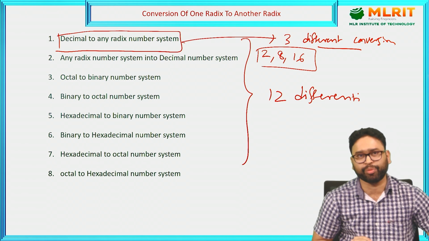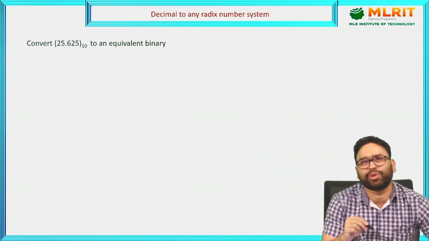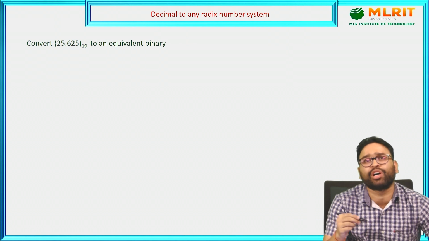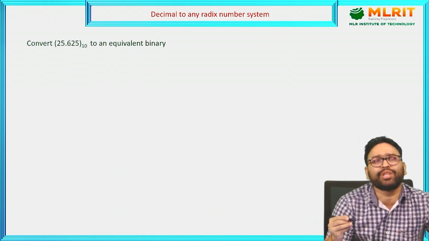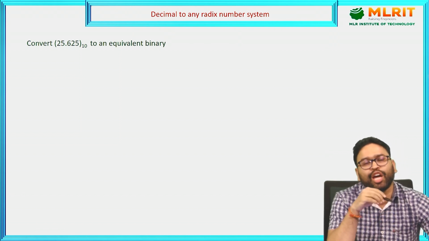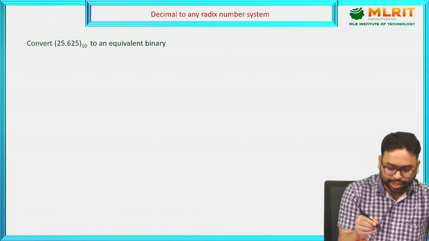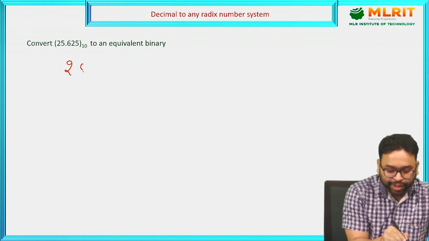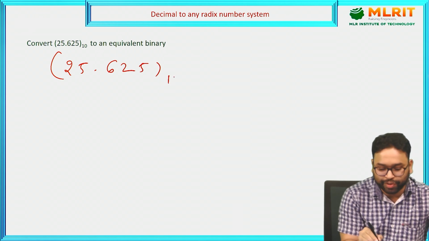Okay, let's jump into the topic. Next one here, decimal to any radix number system. Just now I said that we can convert into binary, octal as well as hexadecimal. Here I am considering a simple problem. Convert 25.625 with a base value of 10 to its equivalent binary. Now let's consider this number, 25.625, base value of 10.